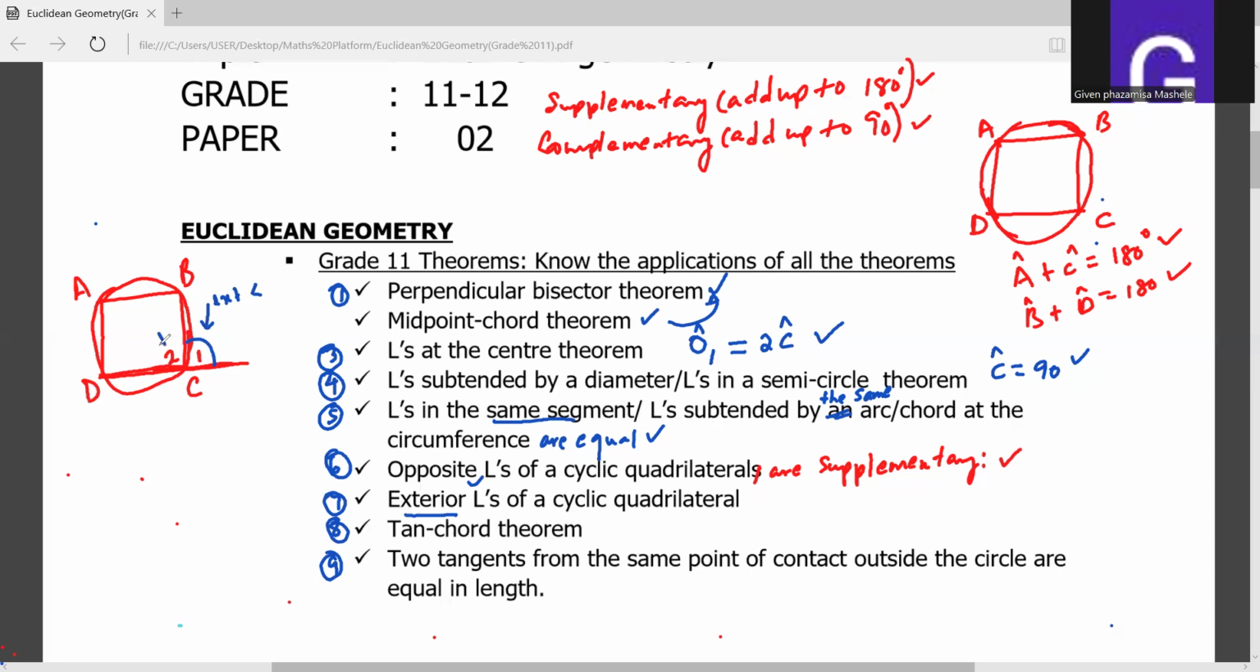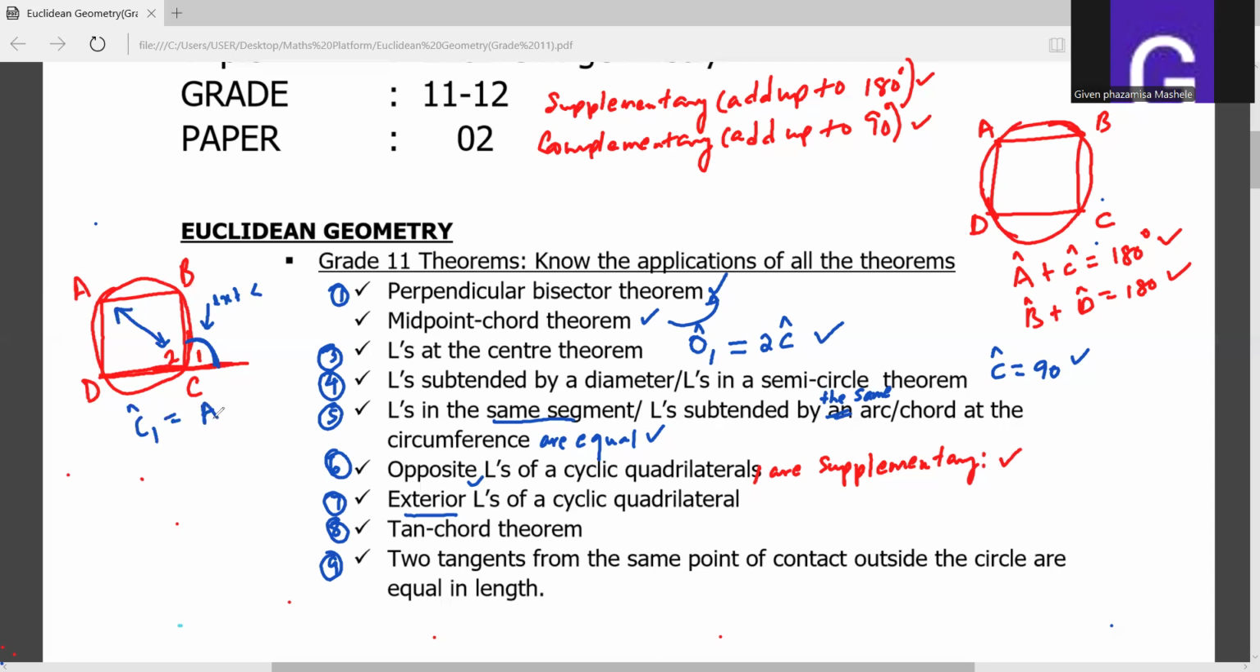C2 is an interior angle, and it is the adjacent of C1. So we look at C1, which is the exterior angle, while C2 is the interior angle of that cyclic quad. Now, what is the angle which is opposite to this interior angle? It's angle A. So the exterior angle is equal to the opposite interior angle, the interior angle opposite to C2, which is angle A. So it means that angle C1 is equal to angle A.